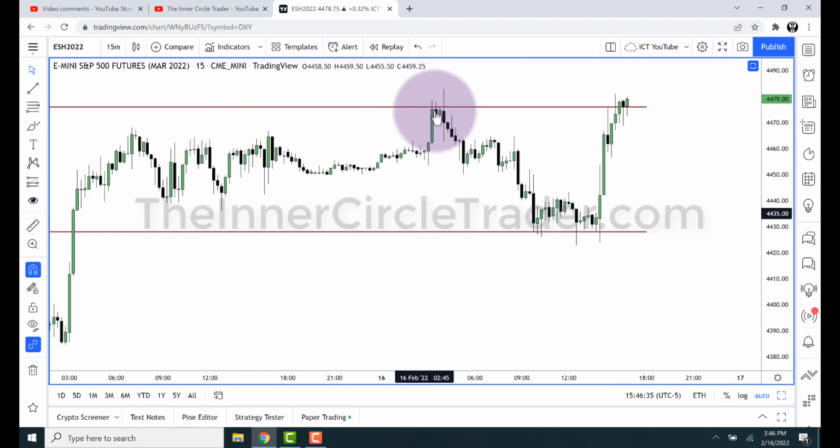Elongated consolidation hits the fair value gap premium high, runs the relative equal highs out. So where should it go? To a discount. Where's the discount? Below these lows and the discount low of the fair value gap on the daily chart.